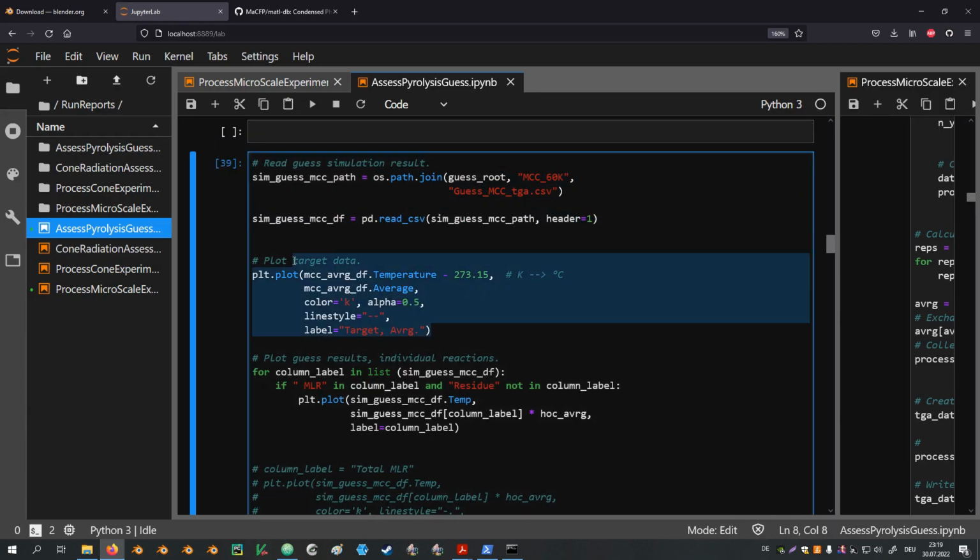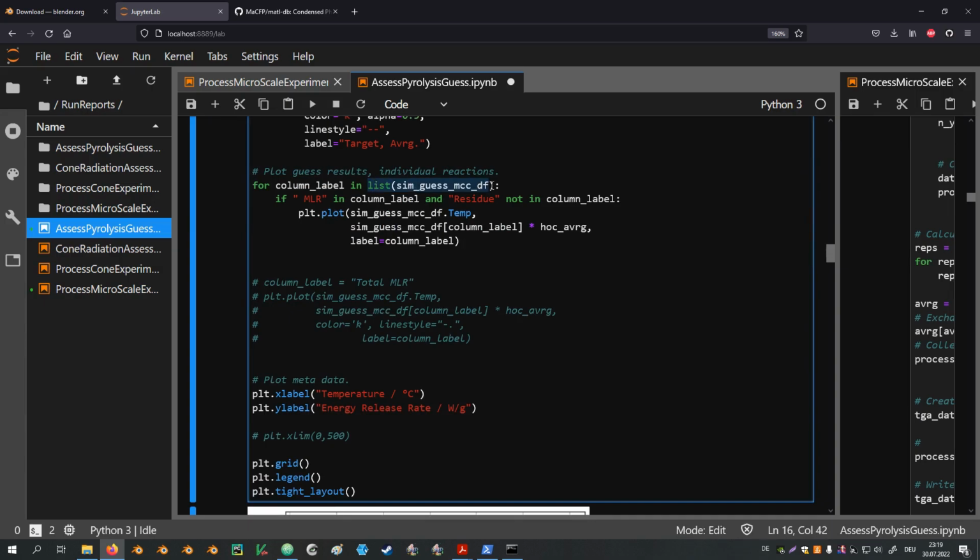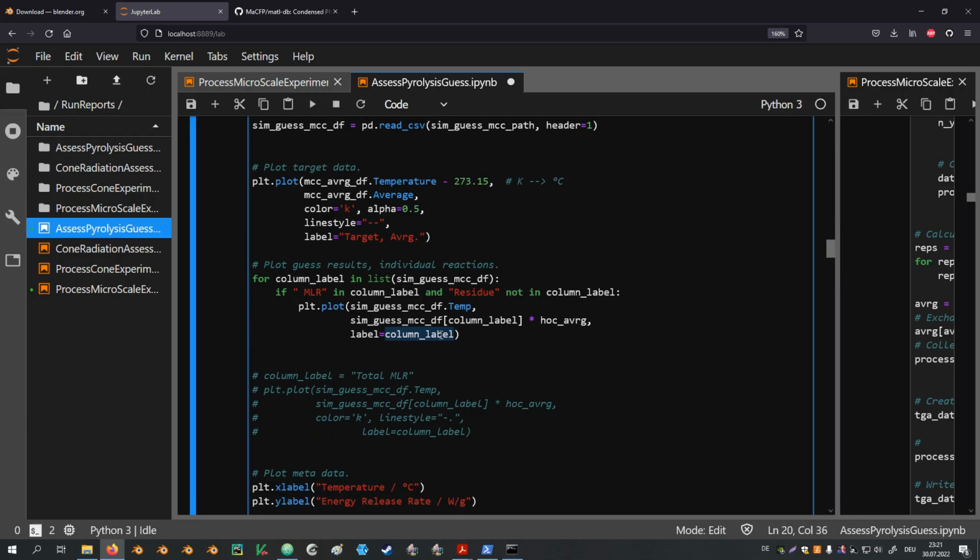First load in the data, plot our target, then I create the list that we saw at the bottom. Then for each column label I check if MLR, the abbreviation for mass loss rate, is part of the column label. If that is the case, I am plotting the mass loss rate multiplied by the heat of combustion against the temperature. And I am simply using the column labels as data series labels.